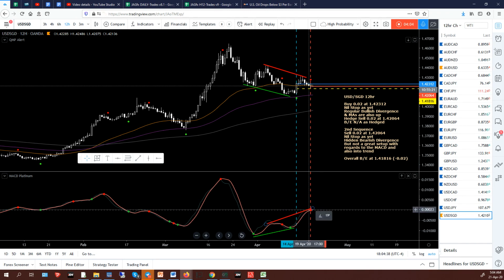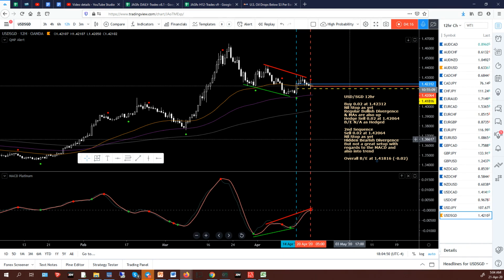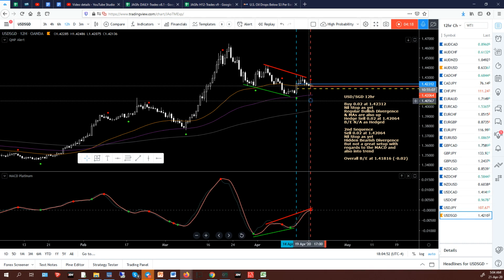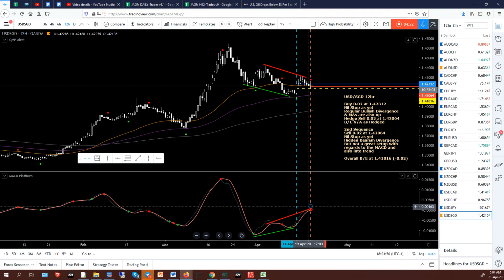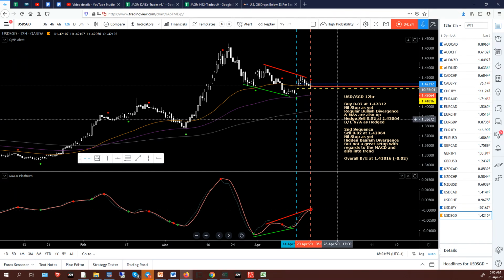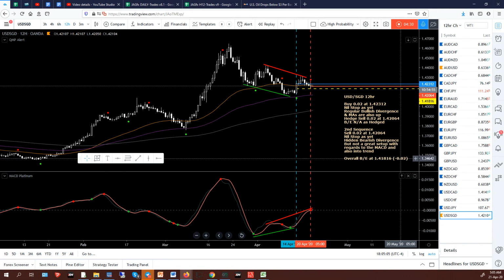It's gone up, and look, the MACD platinum, it looks like it's gone through the zero level. It's very close. It's touch and go actually, and I've made notes here. I've hedged sell based on this, and I've also taken a second sell. So basically I've taken two sells, same position size. The first one's a hedge sell at 1.42064, and exactly the same, a second sell at 1.42064.